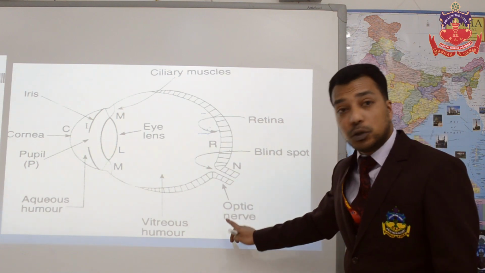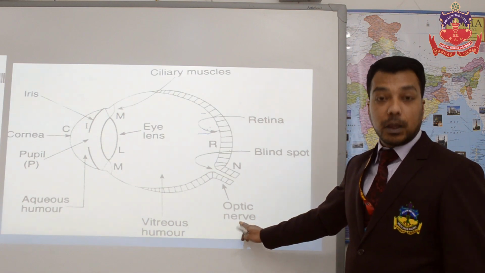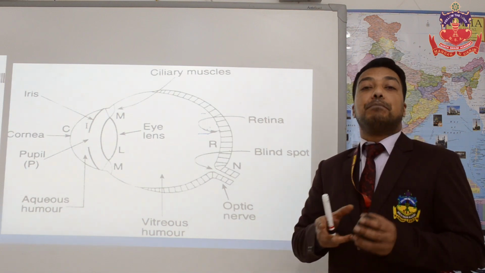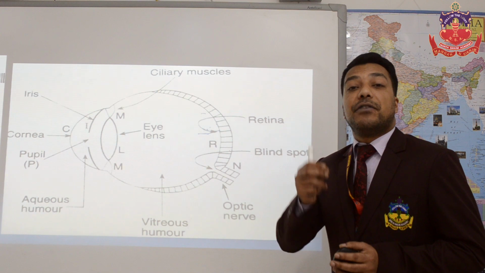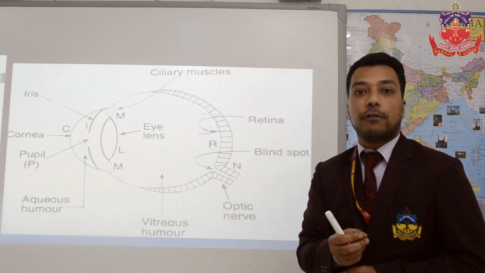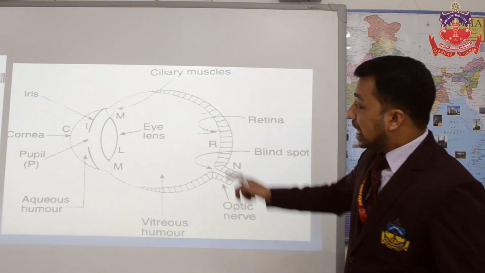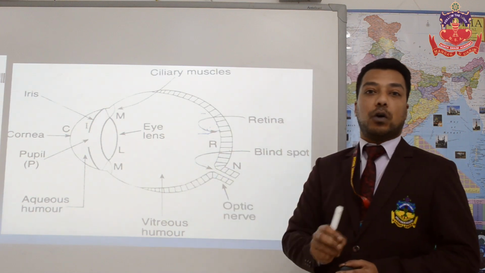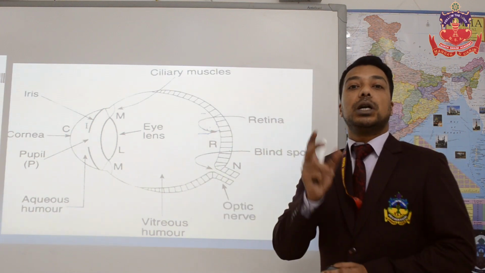The next part is known as the optic nerve. Now what is the optic nerve? It's a bundle inside which there are numerous nerves running, which connect the various parts of the human eye to the brain.